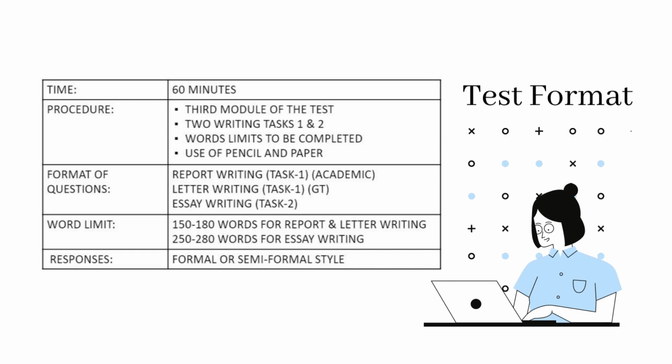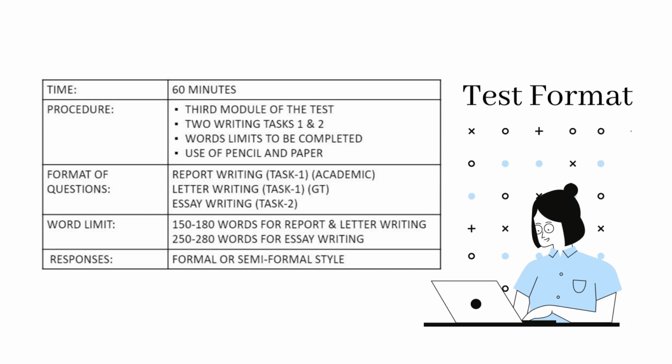And for academic, you should strictly follow the formal style of writing in both the tasks. For general training, you have to see the type of response the question needs in the task 1. That is, you have to see what type of letter you have to write. Formal, semi-formal or informal. However, for the task 2 of the general training, you have to follow the formal format. Now, let us see each task in more depth.